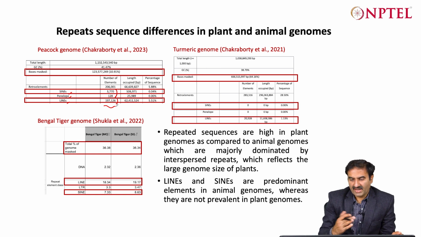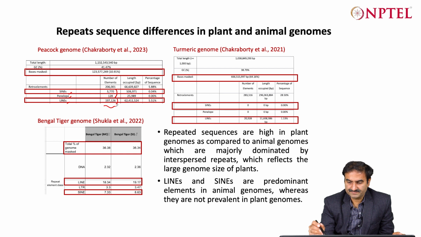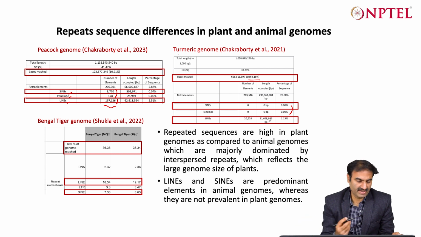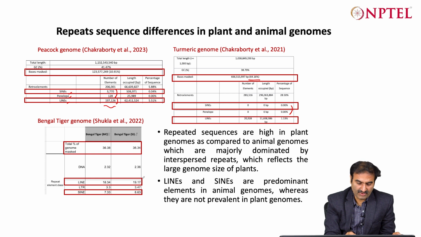Now in the case of plants, almost 64% of turmeric was repeats, and SINEs and Penelope were absent, and LINEs were one of the common repeats you can see in plants. In the case of animals, it has all three elements of repeats, like Tiger, LINE, LTR and SINEs, which are commonly found in these kinds of animal genomes.